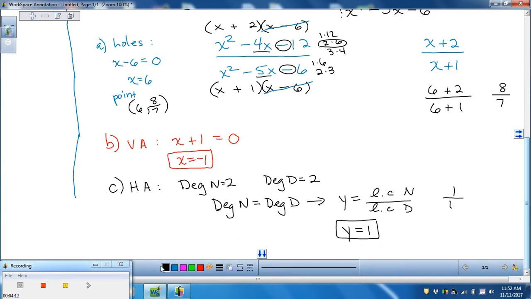Go ahead and record this section of your notes, and we will continue with the problem. Because we have a horizontal asymptote, there is no slant asymptote.